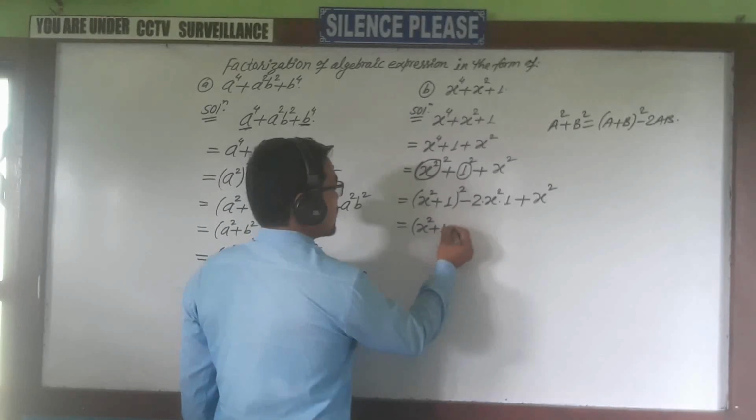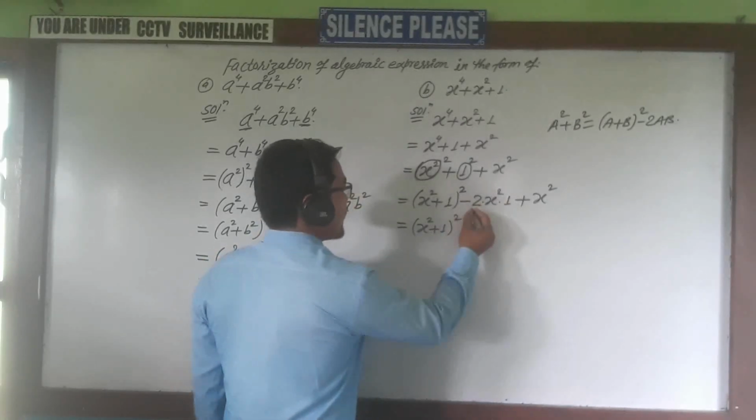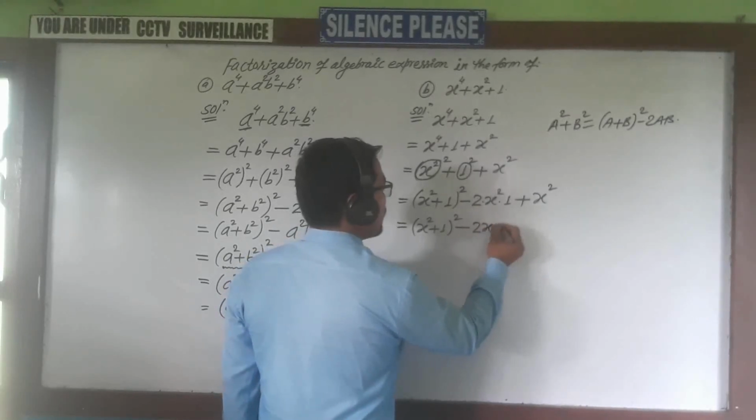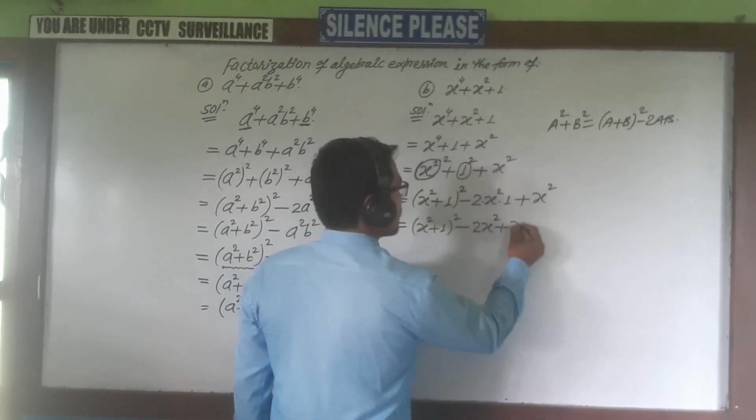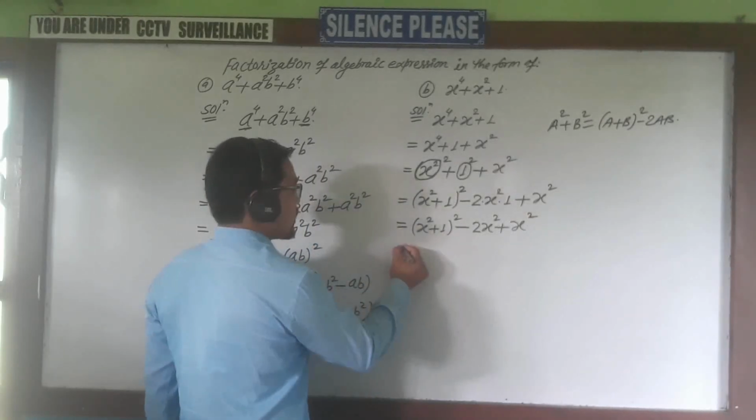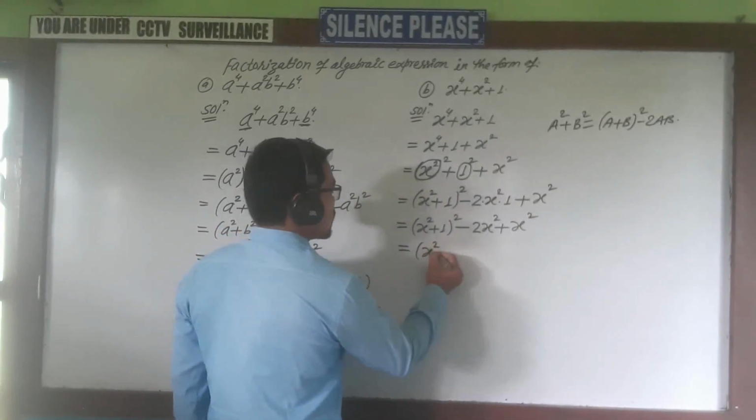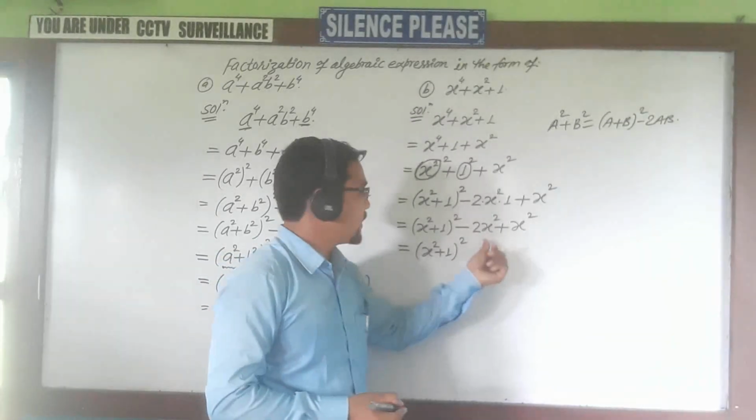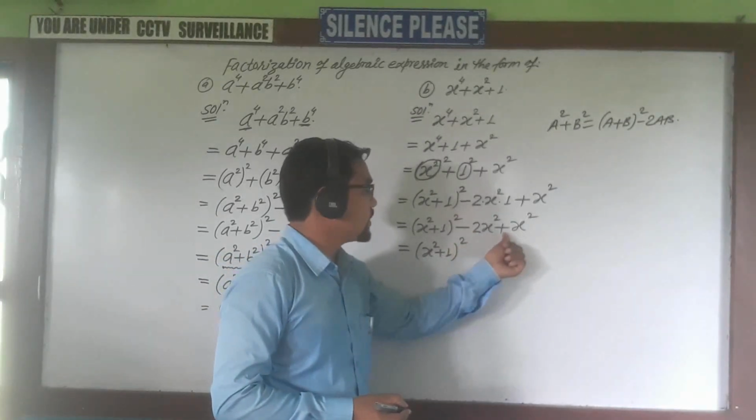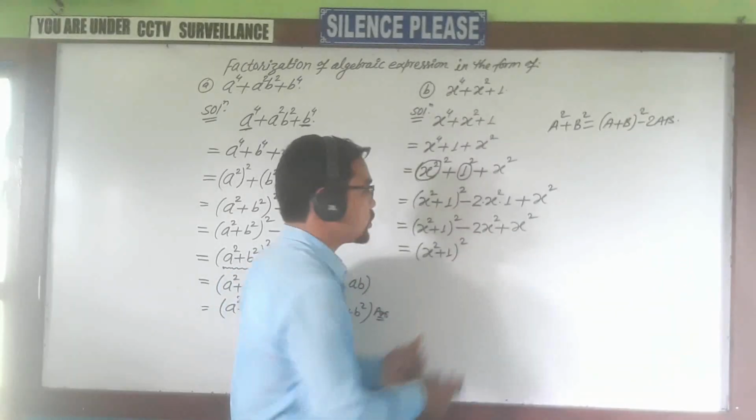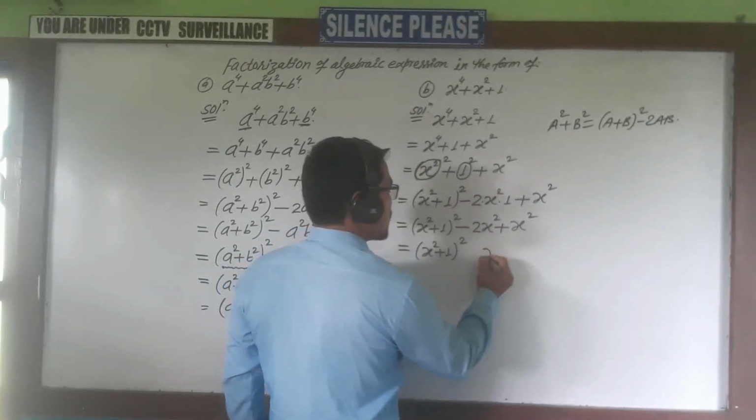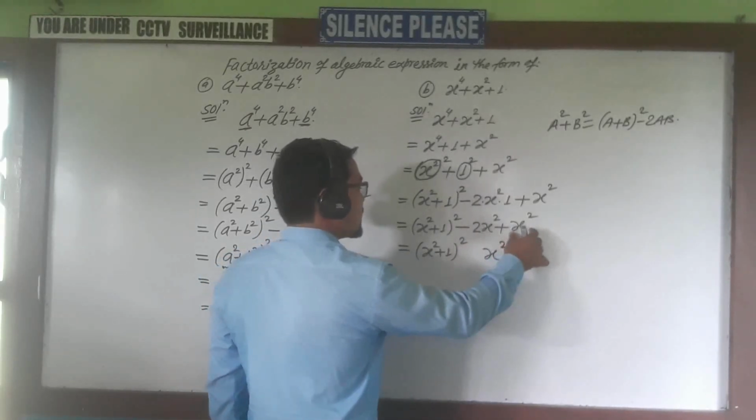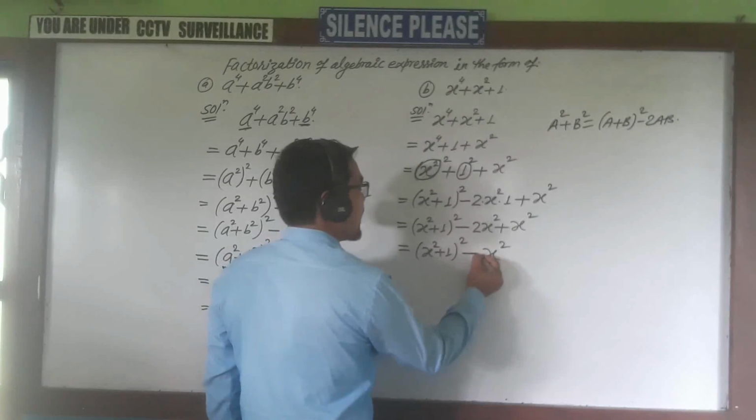Minus 2 ones are 2, x square we put the same, plus this x square the same here. This is equal to x square plus 1 whole square. These two are like terms, one in minus and one in plus, so we subtract them. So 2x square minus x square remains, and since 2x square is greater than x square, its sign is minus, so we write minus.